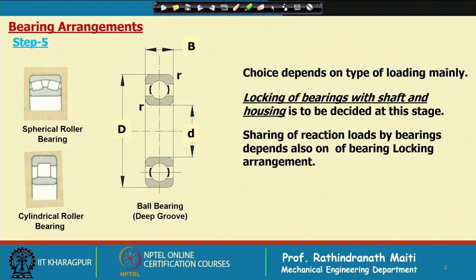In case of ball bearings in pair, what can we do? We can lock the bearing with the shaft fully, and on the housing only one side bearing is locked. That means positionally it cannot move. Then if there is some extension or contraction of the shaft due to temperature change, the other side bearing will move. On the other hand, that side bearing will not be able to take any axial load. So, as for the spherical roller bearing.